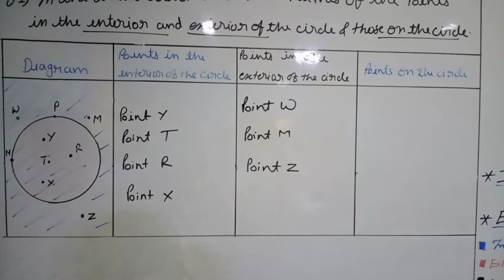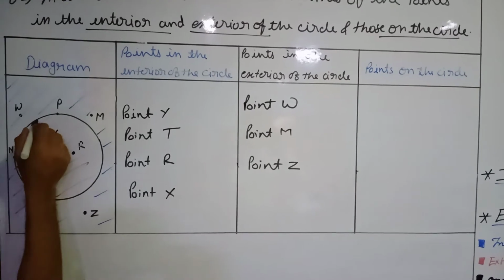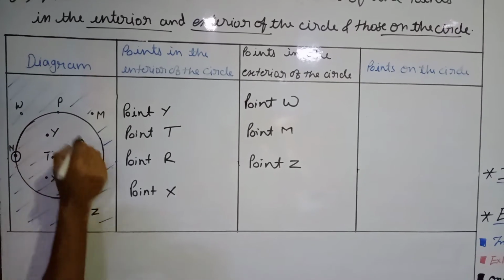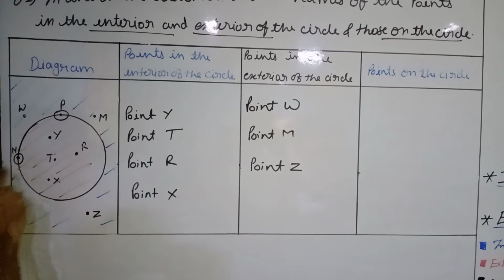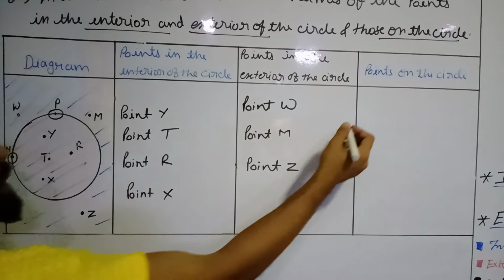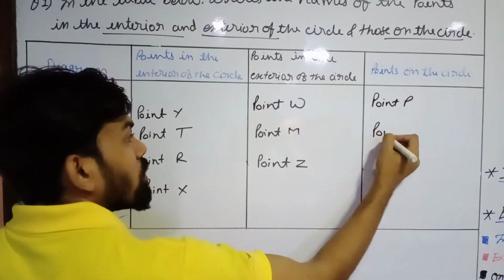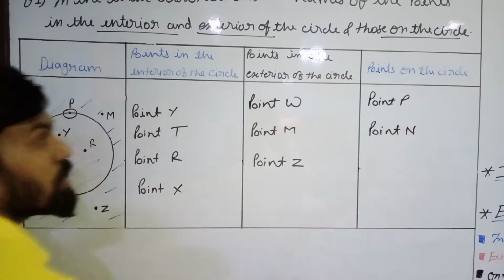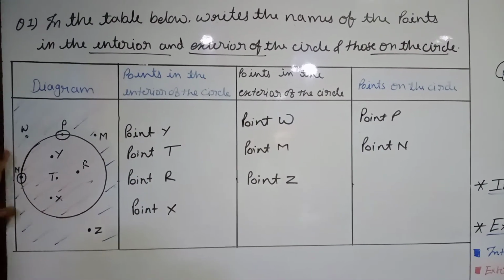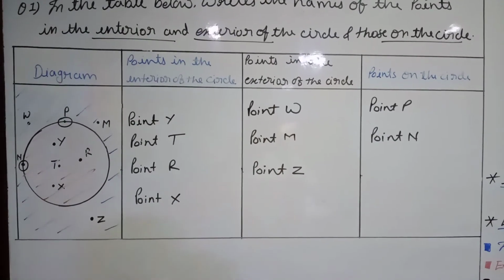Now the last one is points on the circle. As we learn, this black outline, here we have N and P. So these 2 points lie on the circle. Point P, point N. This way, by observing the given figure, we can write the interior points, exterior points, and on the circle points.